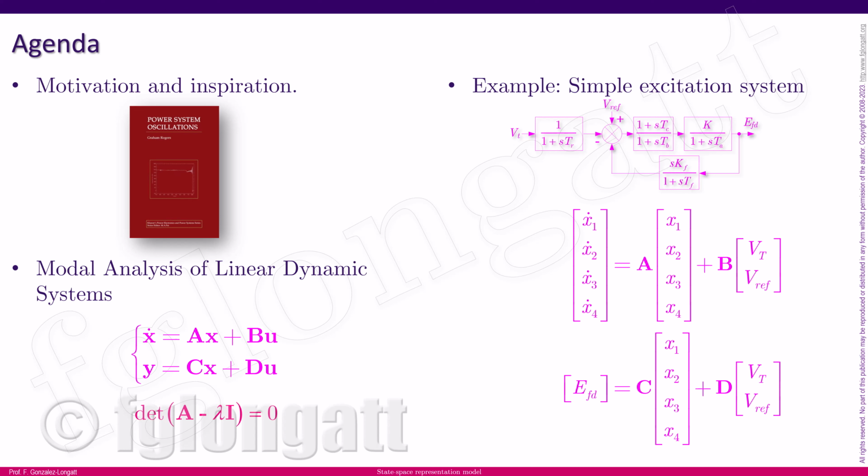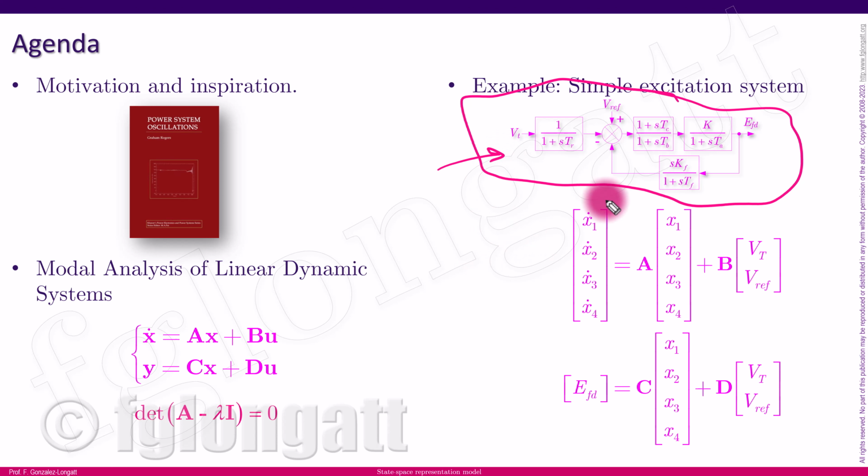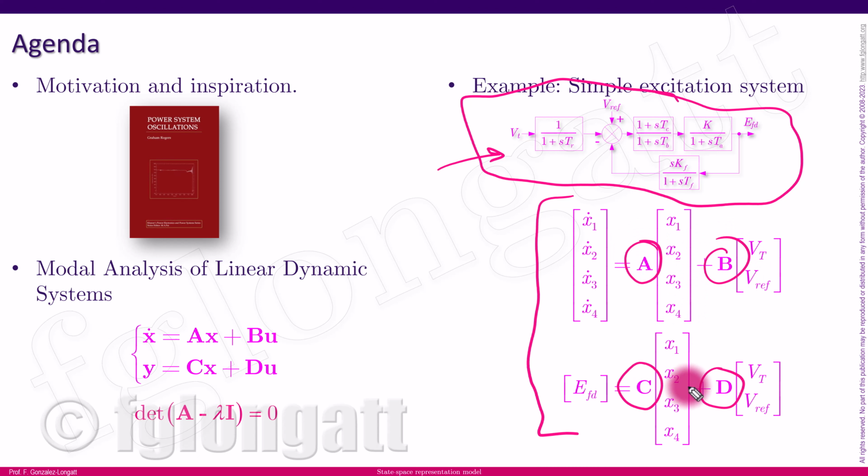However, the job today is taking this beautiful excitation system that we have here, and we want to move from the block diagram representation into this amazing state space representation. And in simple words, what we want to do is to obtain the matrices A, B, C, and D in terms of the characteristic of this block diagram.